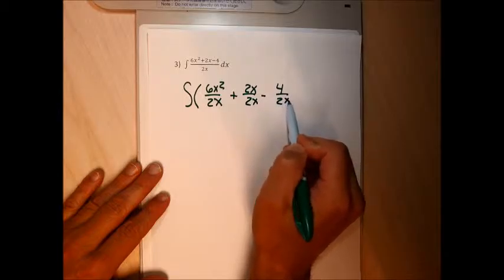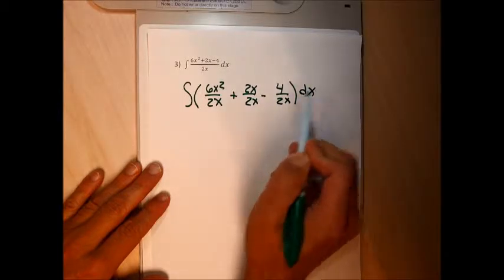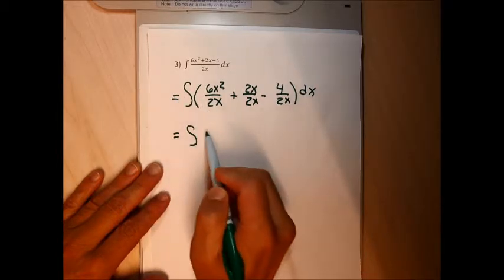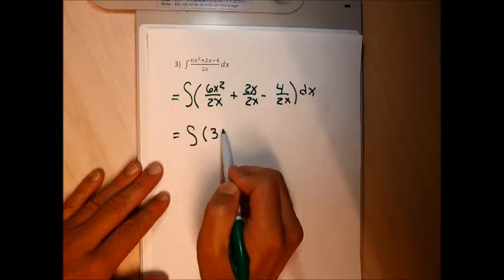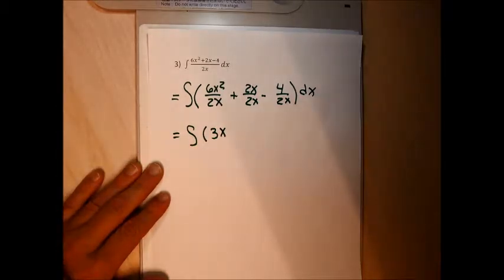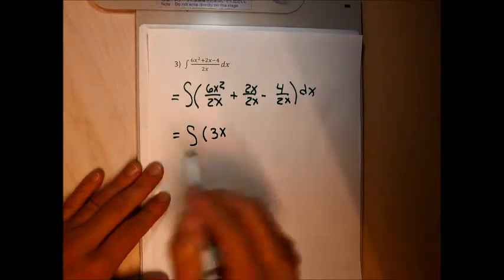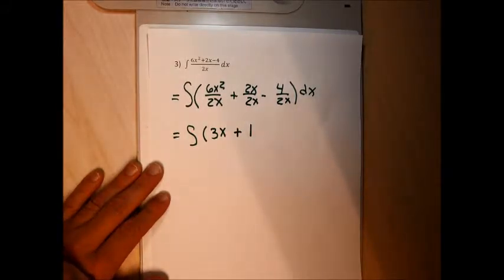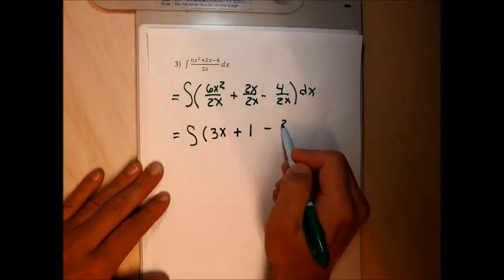I'm going to reduce each fraction. The first fraction reduces. You divide the 6 by 2 and get a 3. Lower the exponent by 1 and get an x to the first. So the first division gives me a 3x. The second division, anything divided by itself is 1. The third division, you get minus 2 over x.